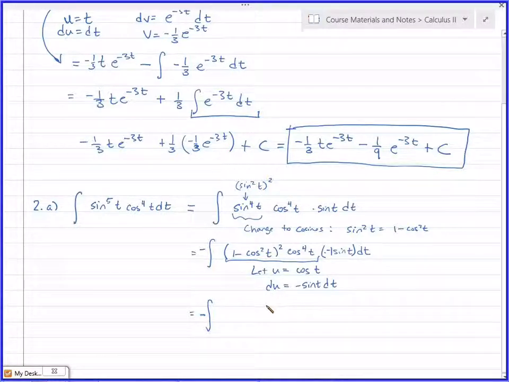What do I have as my integrand now? 1 minus u squared times u squared squared. Beautiful.